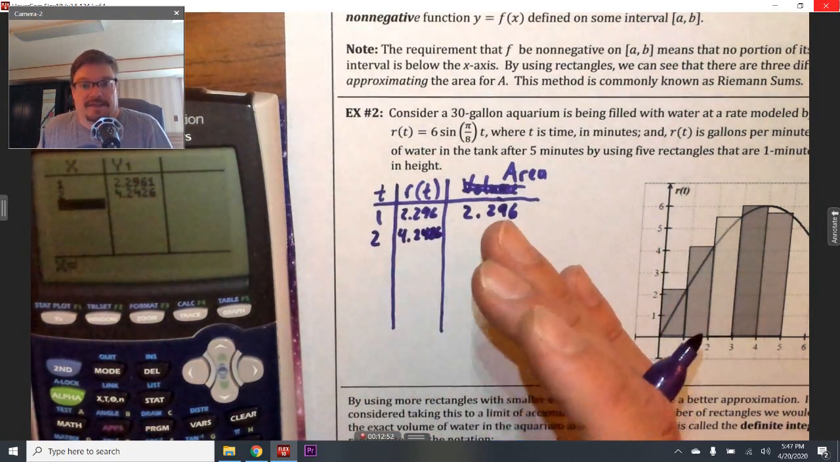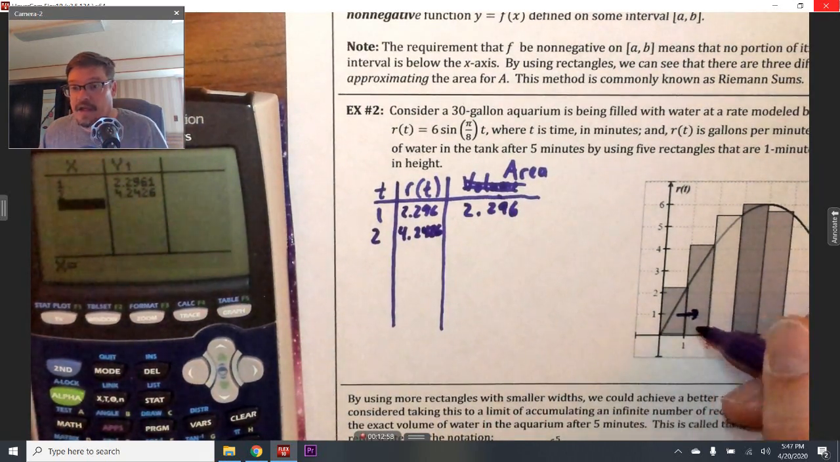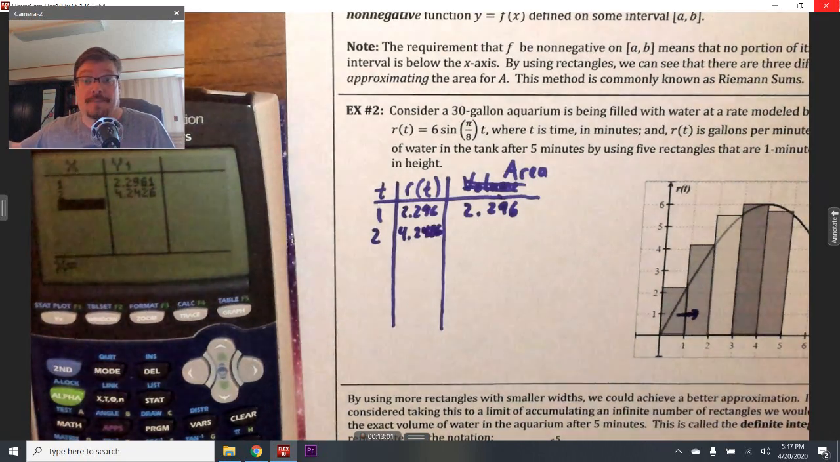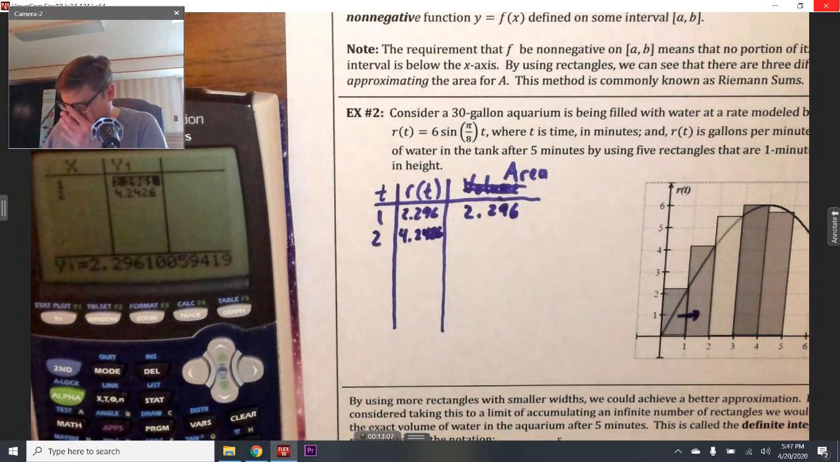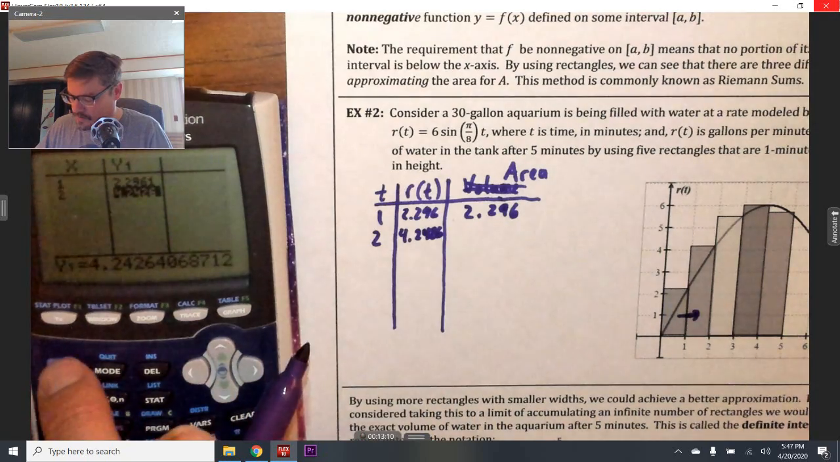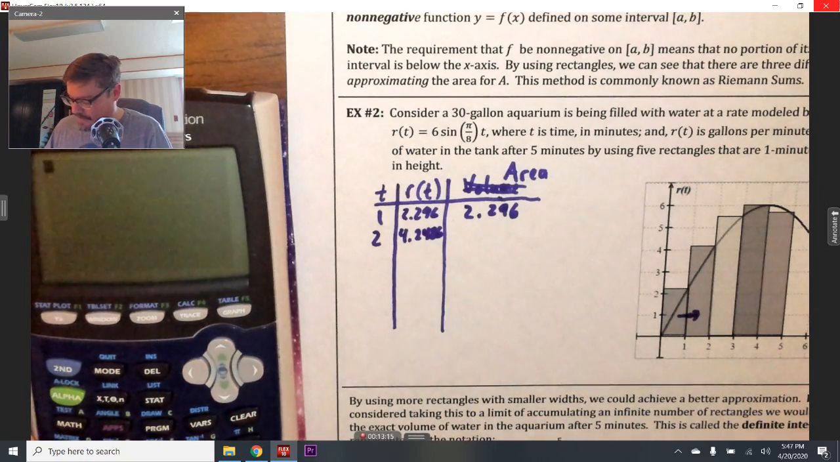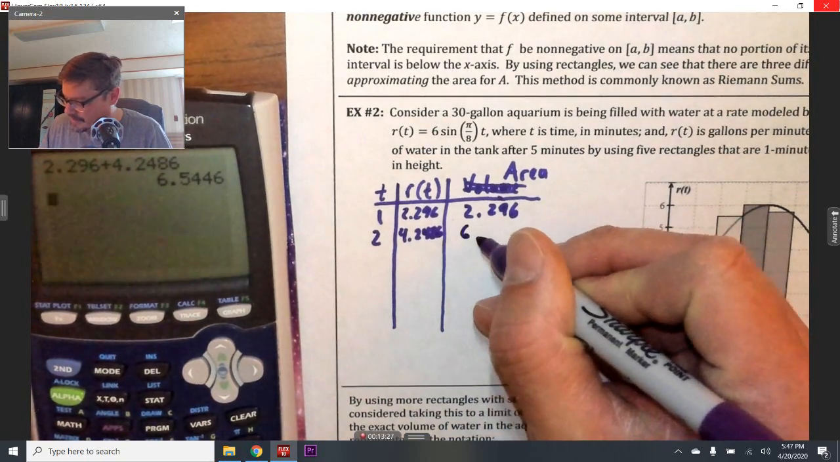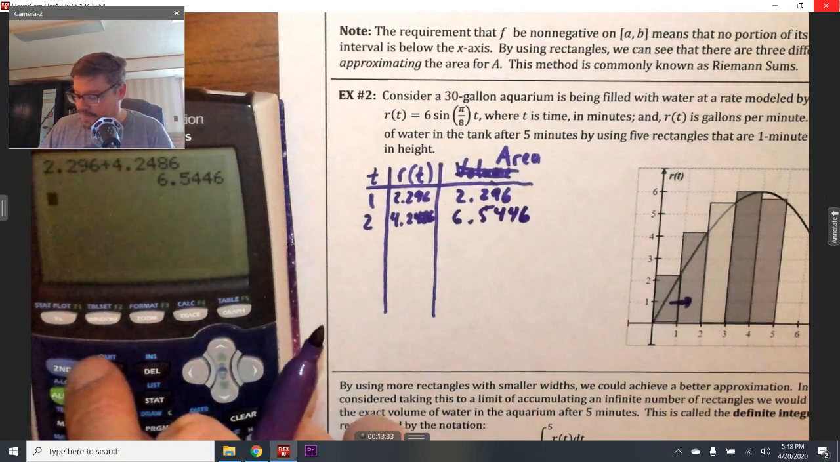Well, basically, I'm going to take these two numbers and I'm going to add them. And then what I'm doing is I'm adding all of these as I go. It doesn't have a clean-cut copy, so unfortunately I'm just going to have to go 2.296 plus 4.2486. All right, we're going to have 6.5446. Now this is just going to keep going, right? So this is what a Riemann sum does.